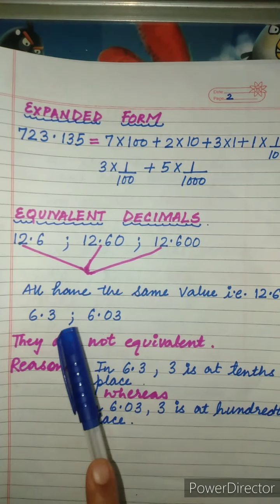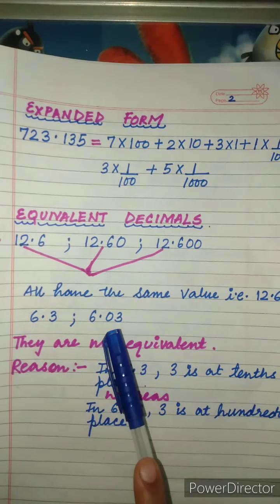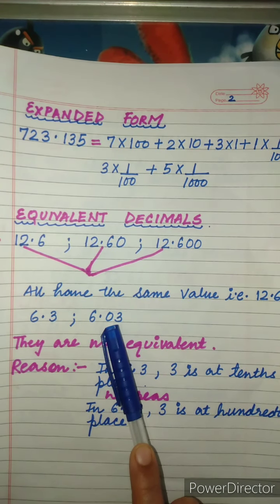Now let's take another example, that is 6.3 and 6.03. Now can I say that these two numbers are equivalent decimals? No. Why? The reason is, in the first decimal number, that is 6.3, 3 is at the tenths place, whereas in 6.03 we have 3 at the hundredths place.